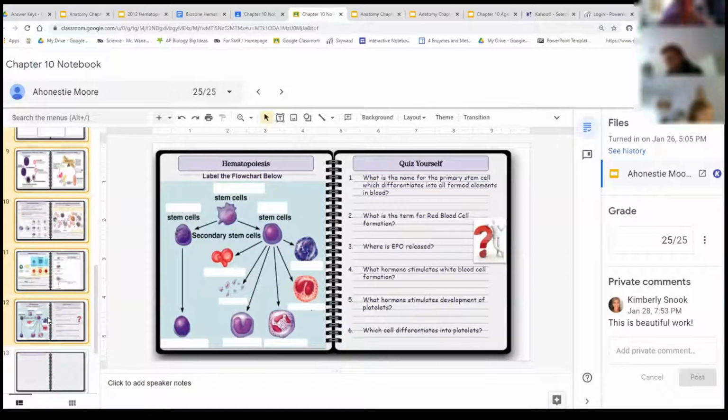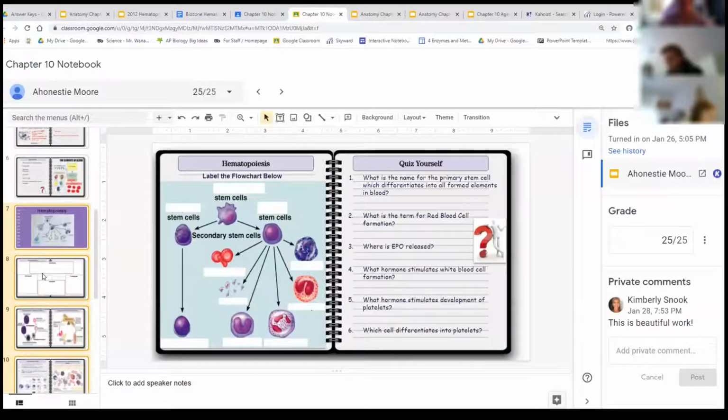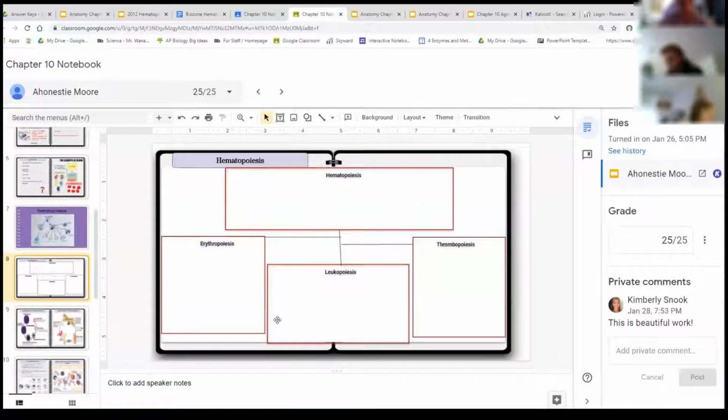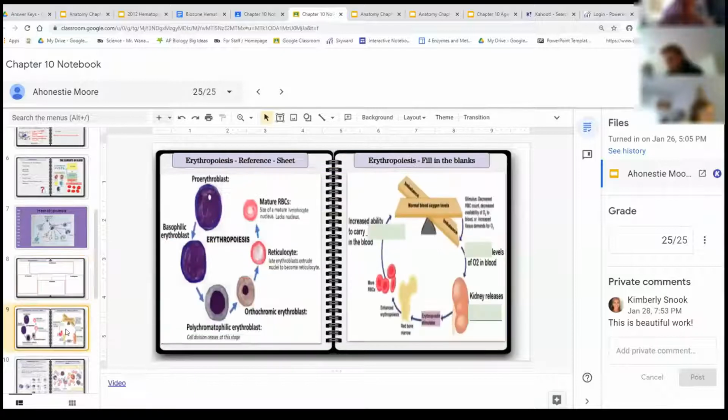So keeping one notebook for this chapter. This is going to be your note-taking slide. So I'm going to talk about these 4 different processes. I don't have a lot to say. We watched some videos. Each slide that follows is going to be like the follow-up to that process. So when we do erythropoiesis, we're going to watch a video, and there's 1 slide to, you got 3 squares to do.